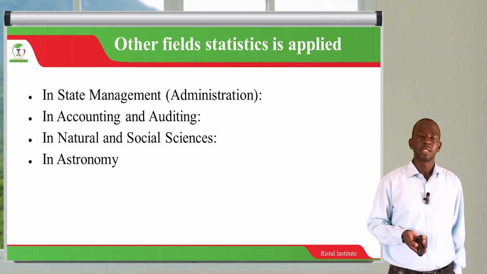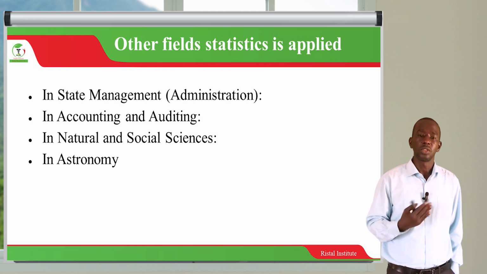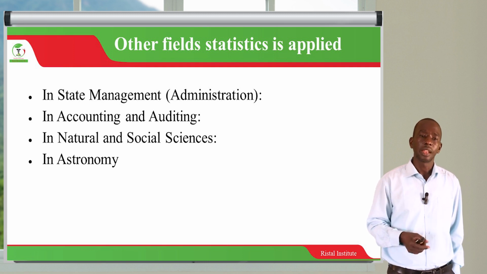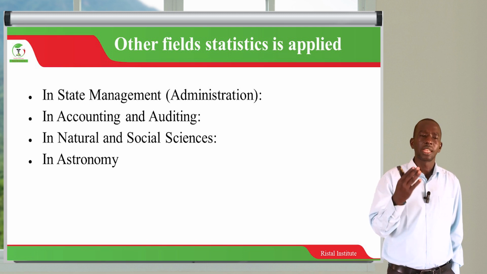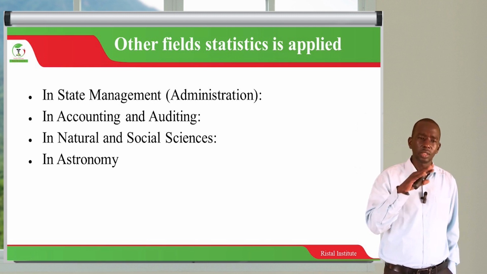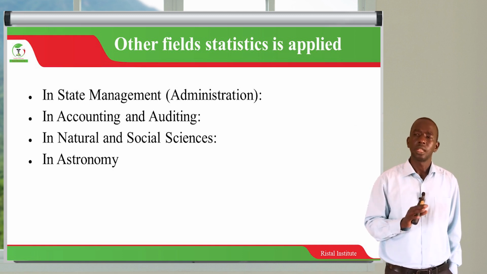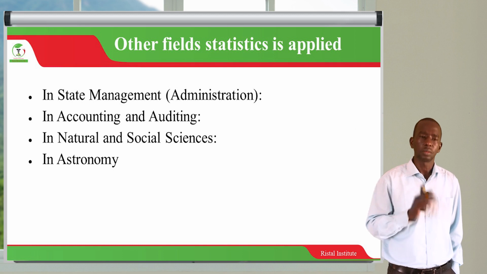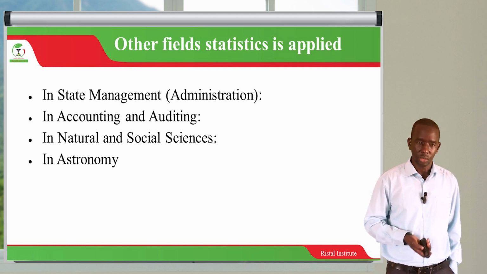In astronomy, as I said before, the astronauts who travel to space use statistics. They collect different kinds of statistics about the climate, about the weather, about various tools that can resist the heat in space, and so many things that they check and collect. The information is kept, and it helps to shape the decisions that they make in the astronomy industry.